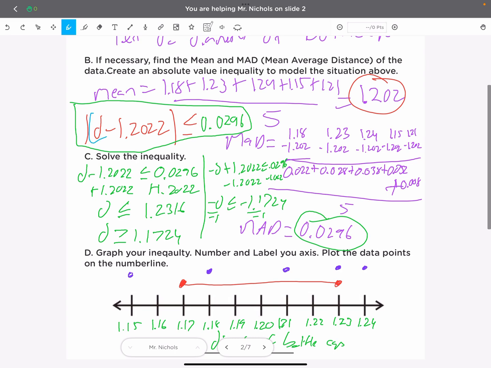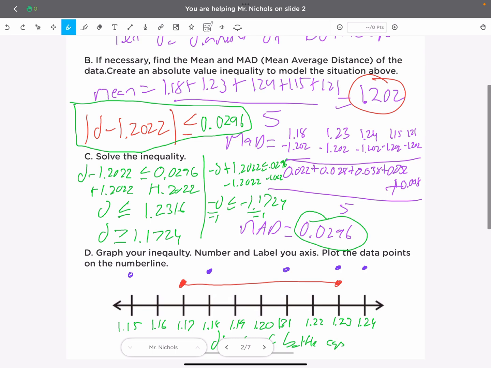Now, once I have the mean and the MAD, it allows me to create my inequality statement. So I take my variable D minus the mean, which I got here, right? And that goes inside the absolute value, is less than or equal to my MAD right here, which is the same as what I calculated down there. And that's my inequality statement.